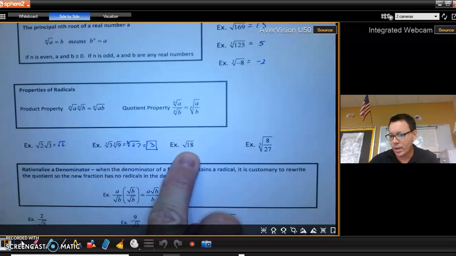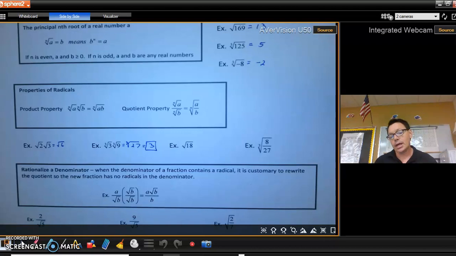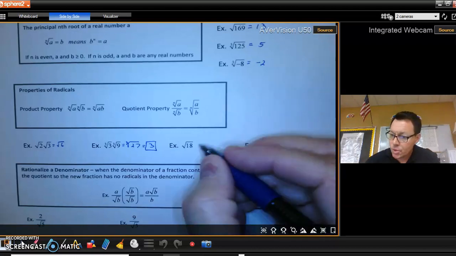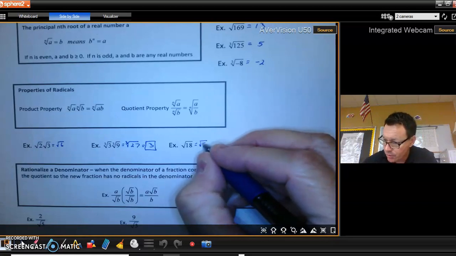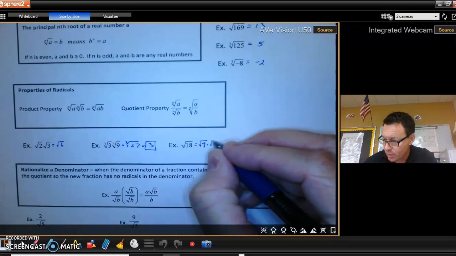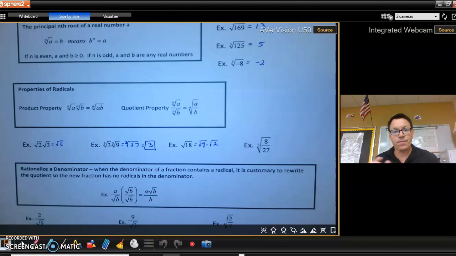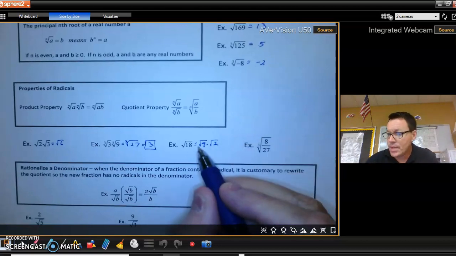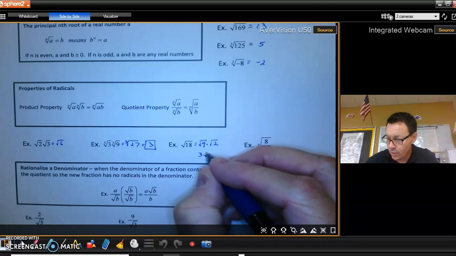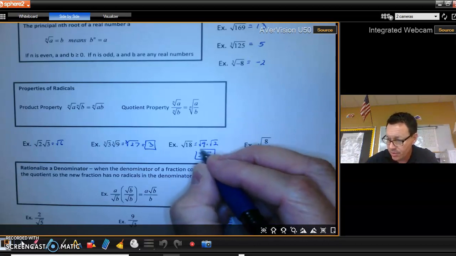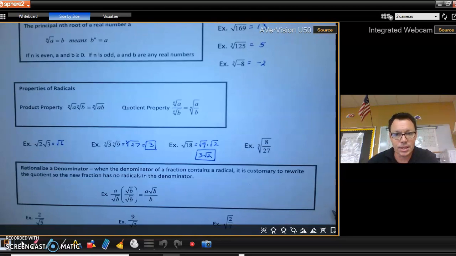With this one, I have one great big radical, okay, the square root of 18, and I'm going to simplify this because 18 contains a perfect square. Okay, 18 is 9 times 2. So if I re-split this up into the square root of 9 times the square root of 2, so I'm factoring that, okay, now I can take the square root of 9 and I can simplify it, and I can get 3 radical 2, which is the simplified version of radical 18.